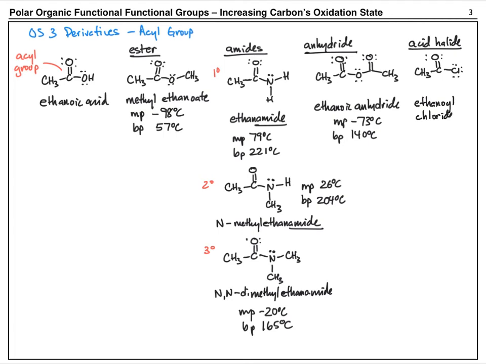So 2 words separated by a space. The chloride is obviously this part. The OYL is this part, ethanoyl chloride. Our melting point is -112, and our boiling point is 52 degrees C. So notice there's really no ability to be a hydrogen bond donor in this molecule, so we have a relatively lower boiling point.